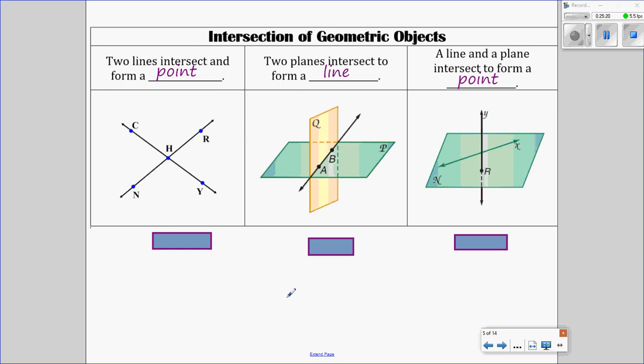And with intersection, you've got 2 lines intersecting. You could visualize it: have 2 pencils intersect. They intersect at a point. 2 planes: think of a wall and a ceiling, or the wall and the floor. Where do they intersect? What do they form? A line. And a line and a plane: think of the corner of two walls where they meet, that line goes all the way up to the ceiling. Where does it intersect? It's a point. That corner is a point. Just like it shows here. That's a way to visualize it.